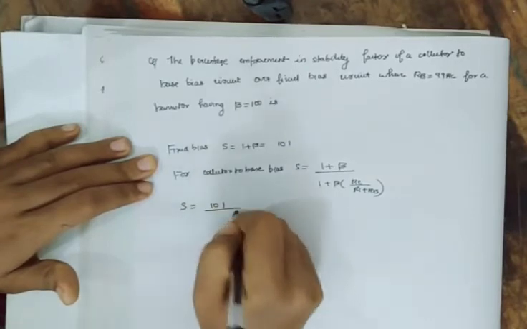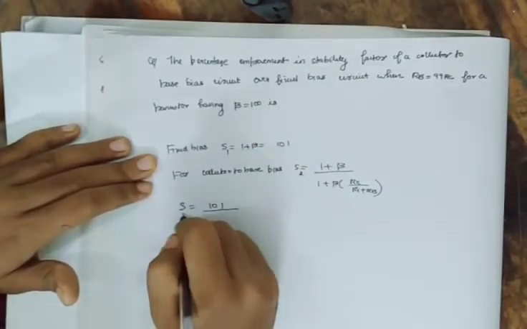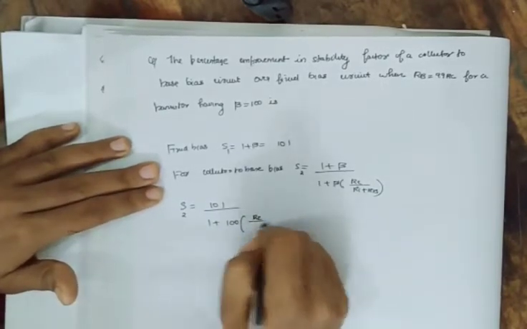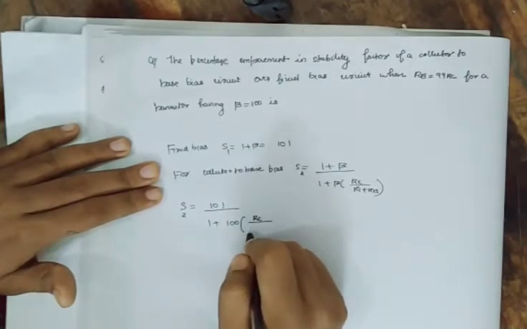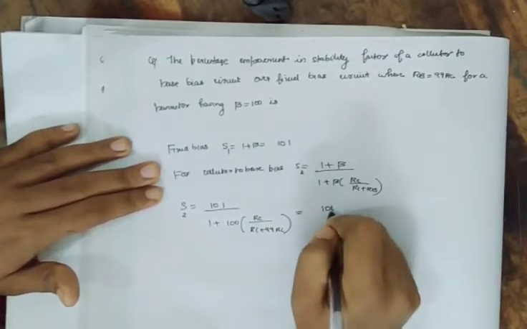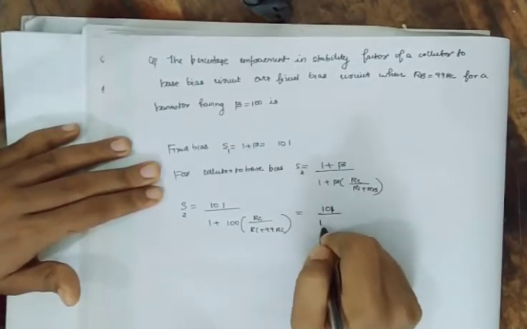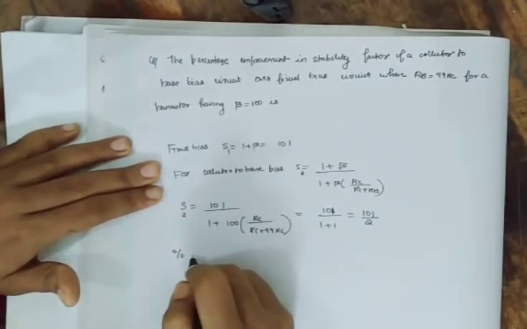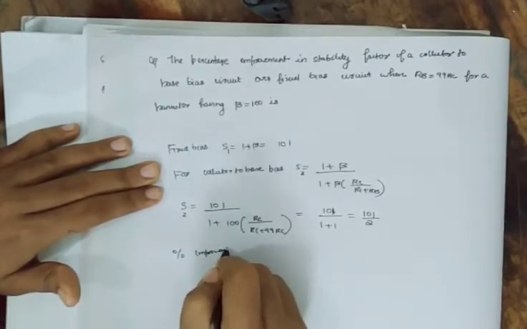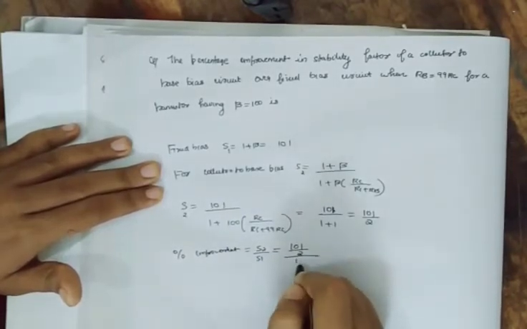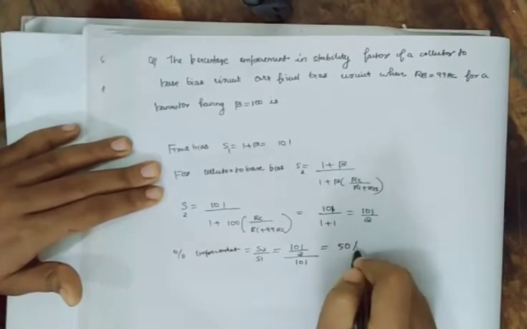So S is equal to 101, this being S1 and this being S2, divided by 100 into RC divided by RC plus 99 RC, which is equal to 101 divided by 1 plus 1, that is 101 divided by 2, and percentage improvement equal to S2 divided by S1, which is equal to 101 divided by 2 divided by 101, that is 50%. Okay, now let's do the next question.